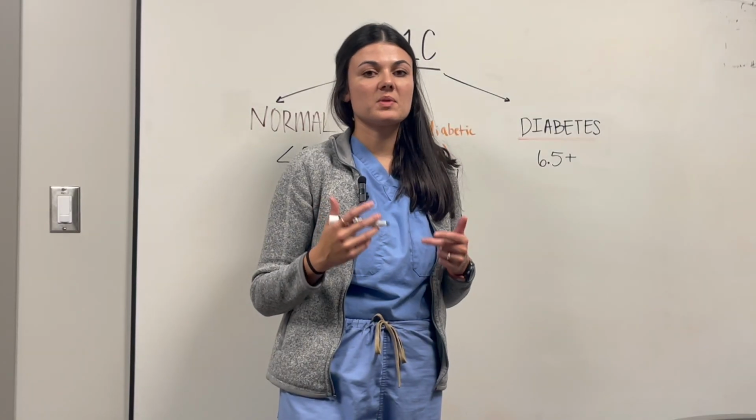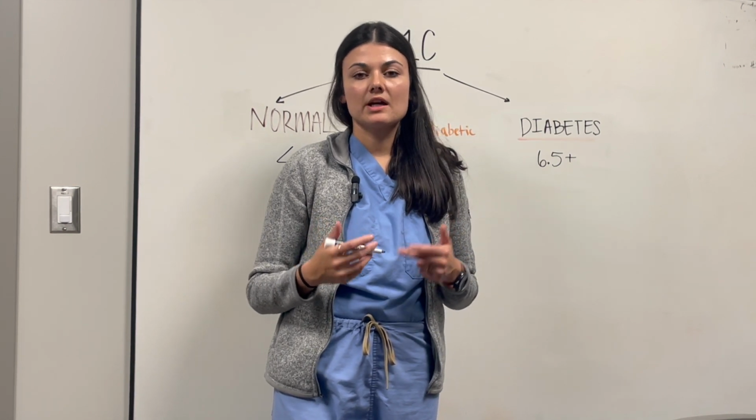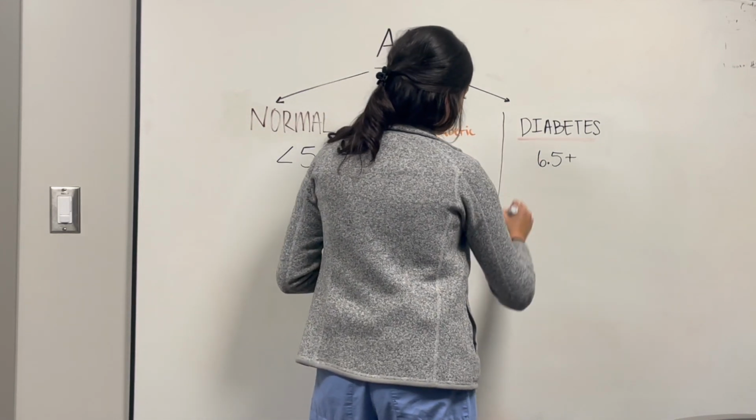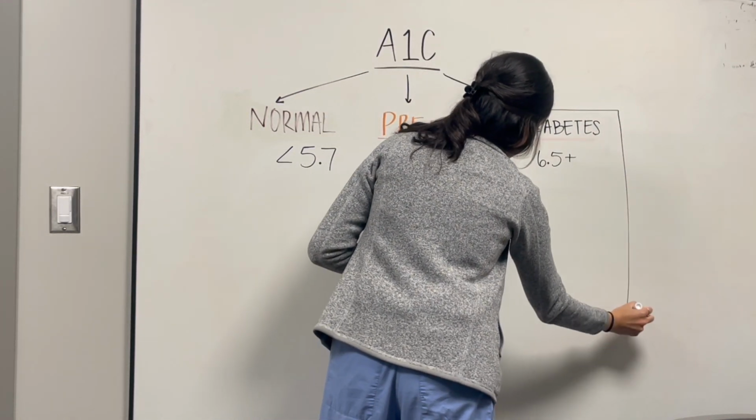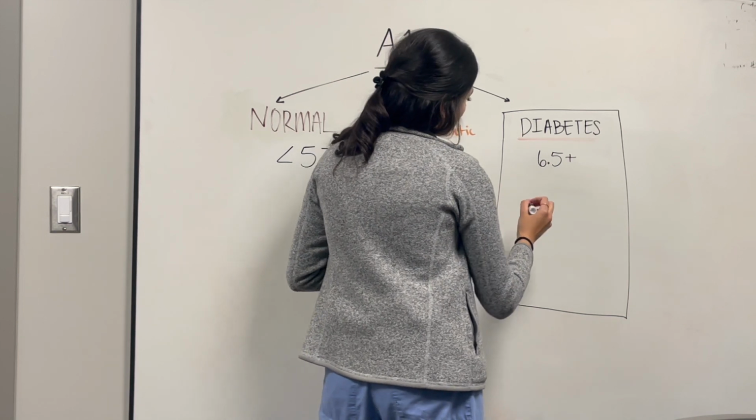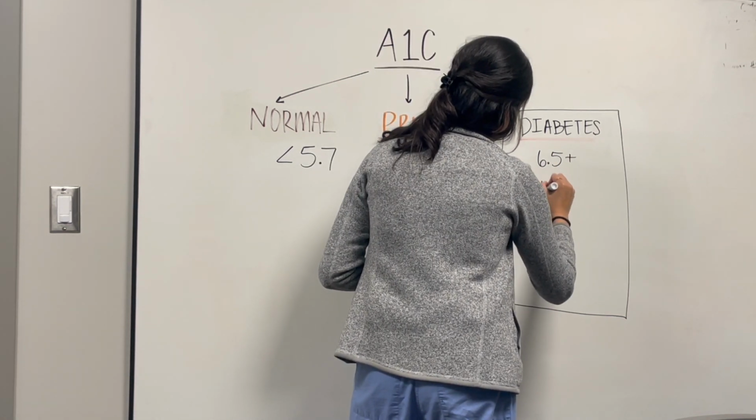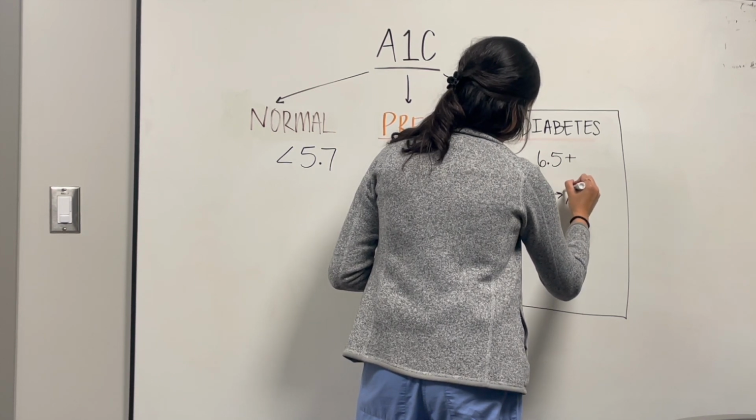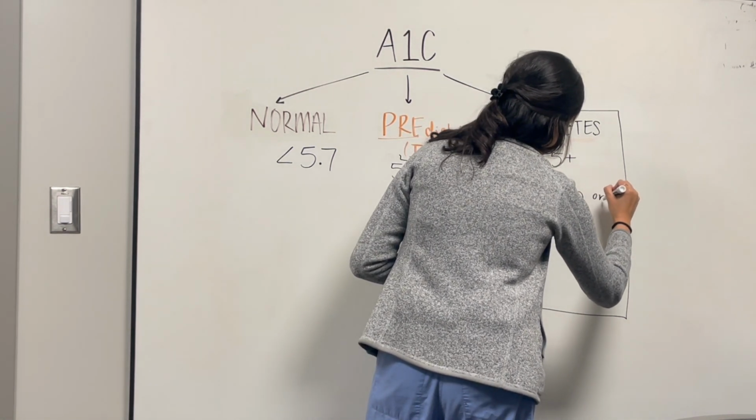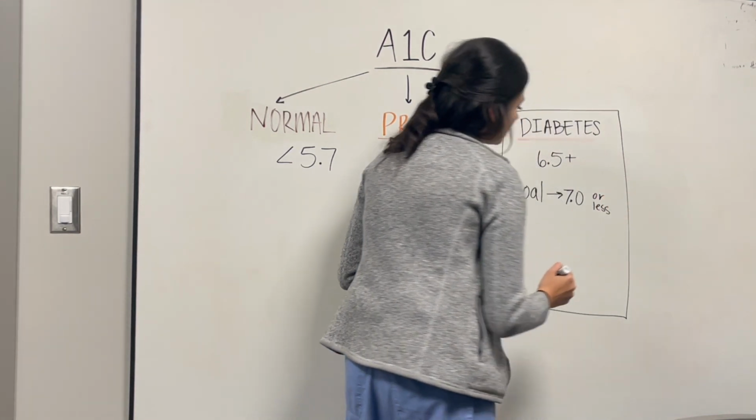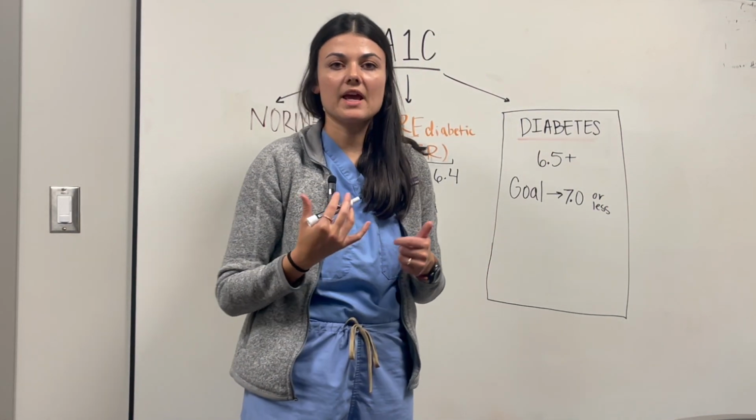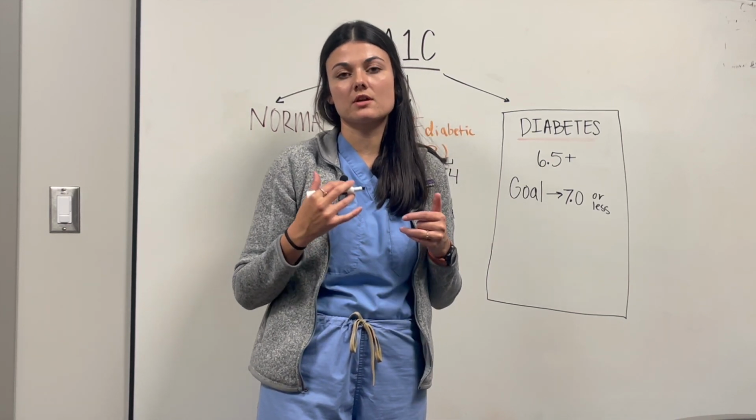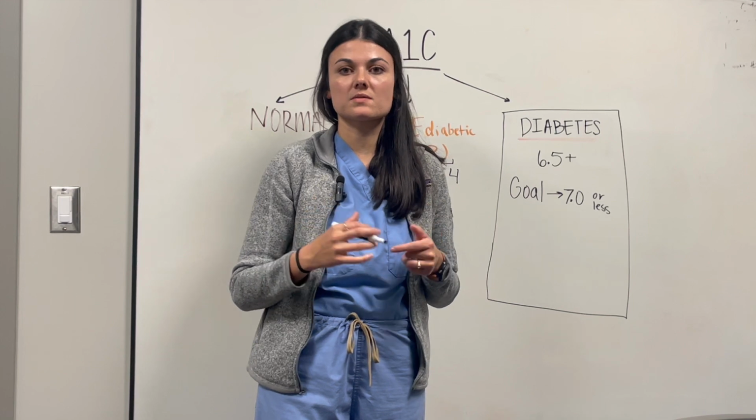For people that have been diagnosed with diabetes, they often get an A1C goal. So let's talk about that. And let's box in this category of diabetes. Their A1C goal is usually 7.0 or less. And this can change based on age or based on specific medical conditions, so it's important to talk to your doctor about your specific circumstances.